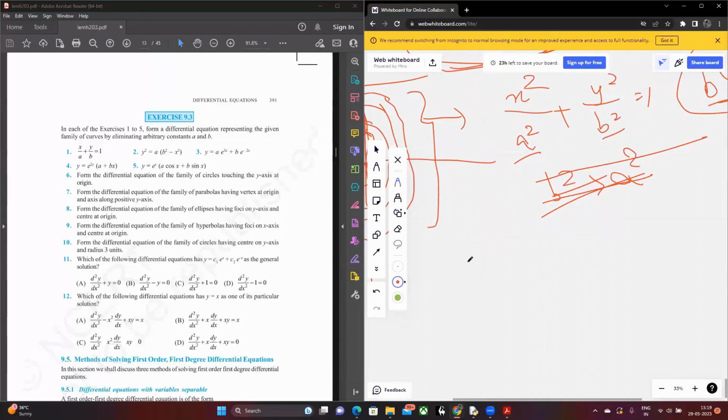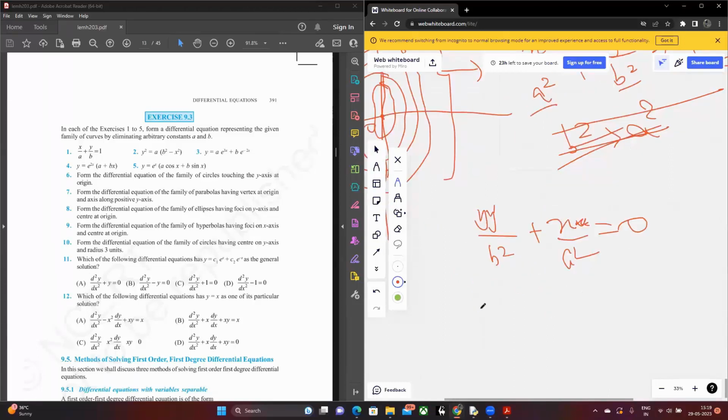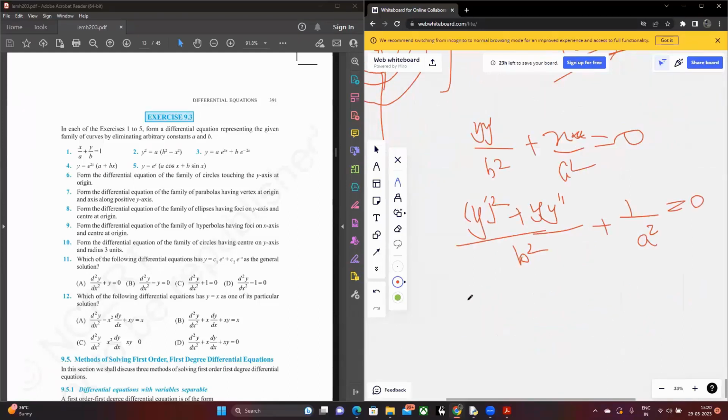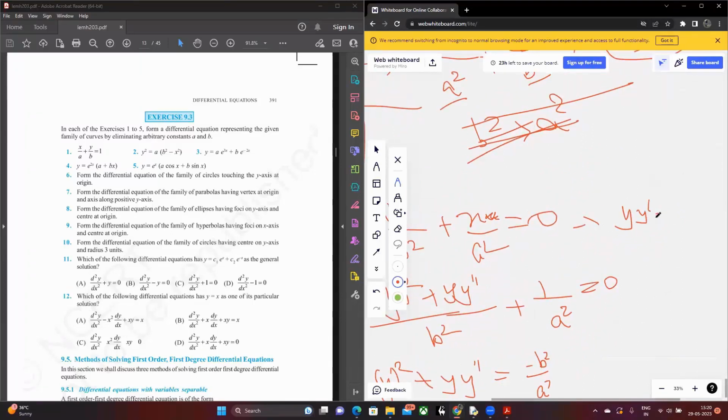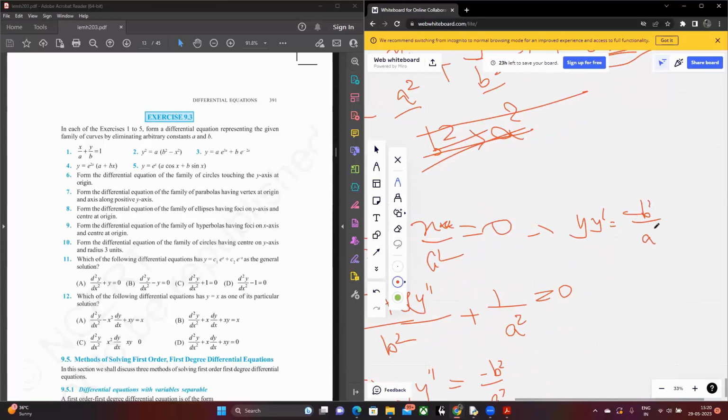And so you have to differentiate it twice, right? First time you get y dash by b squared plus x dash plus x by a squared, right, equals 0. And the second time you basically get y dash the whole square plus y double dash divided by b squared plus 1 by a squared equals 0. Right? You basically get that y dash the whole square plus y double dash equals minus b squared by a squared. And from here, you get that y dash equals minus b squared by a squared times x.